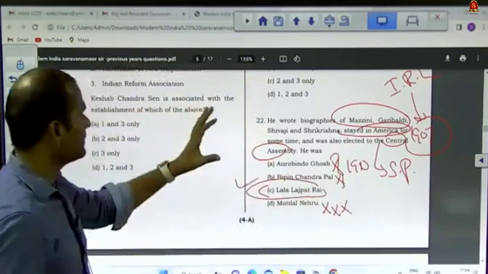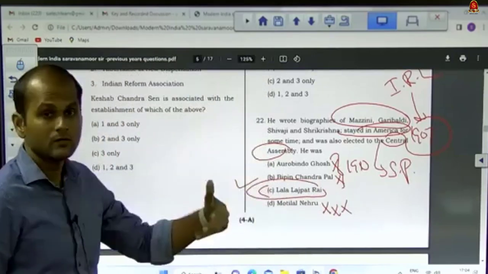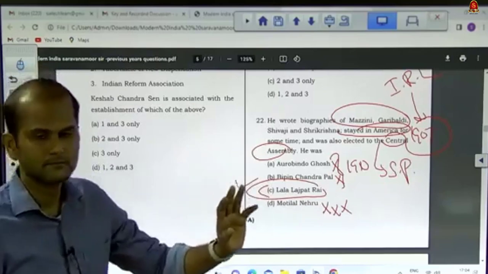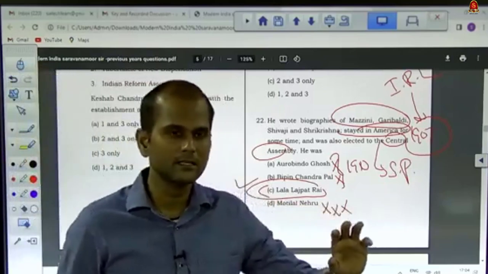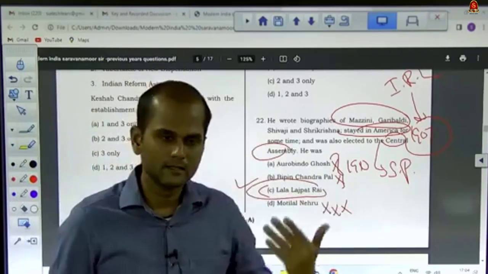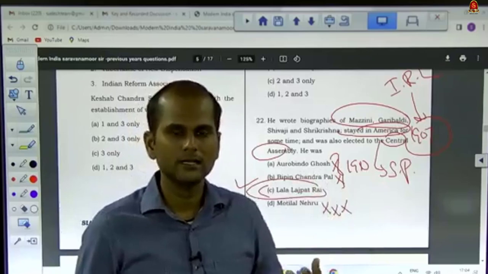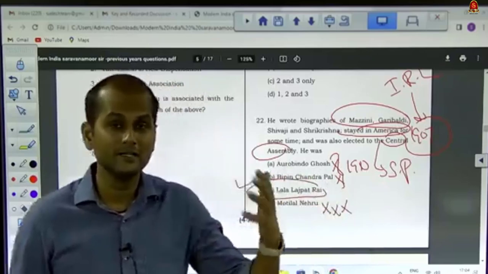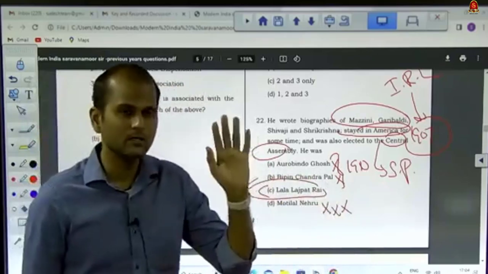So try to decode the question. Don't panic. If a question is a little lengthy, first read the question once, then go through the choices. Read it a second time and go through the choices, you will get it. Even after that, if you couldn't, don't keep on. Move on to the next question.